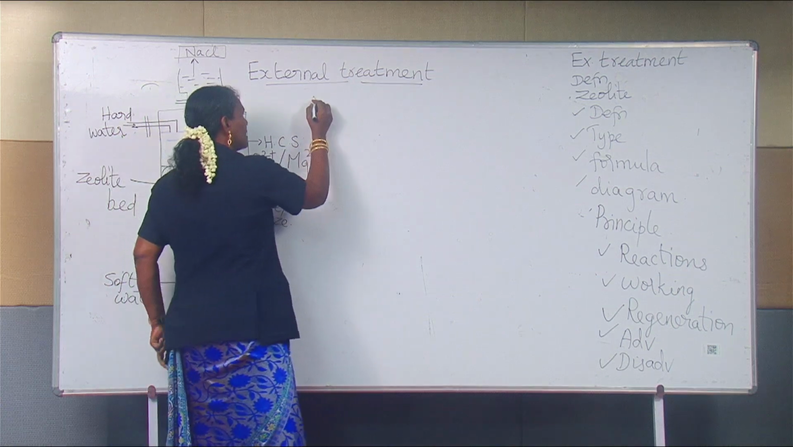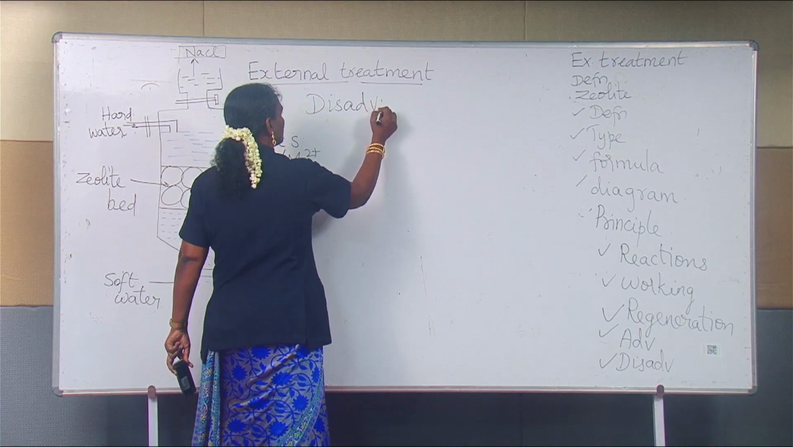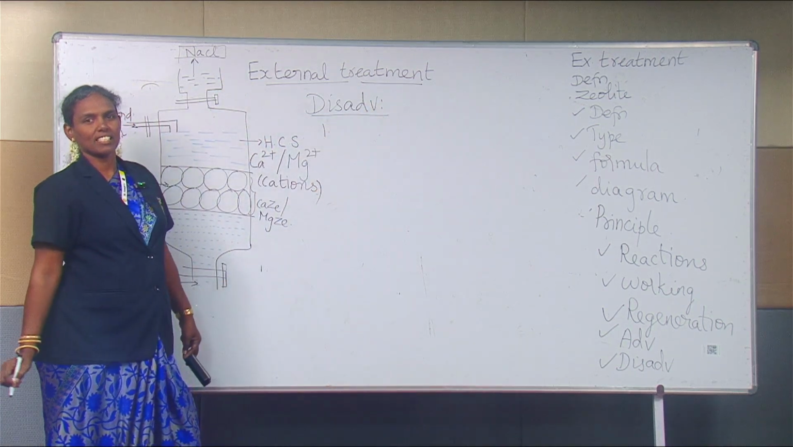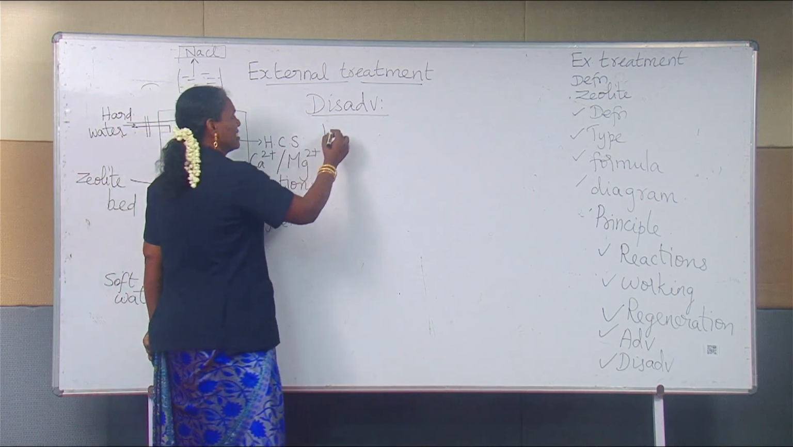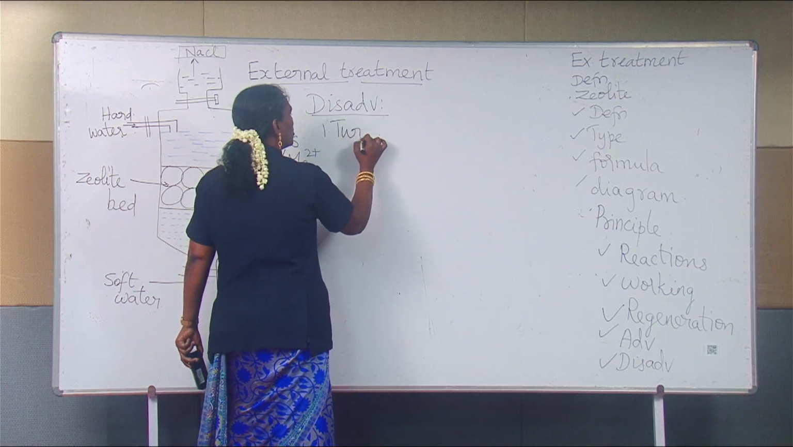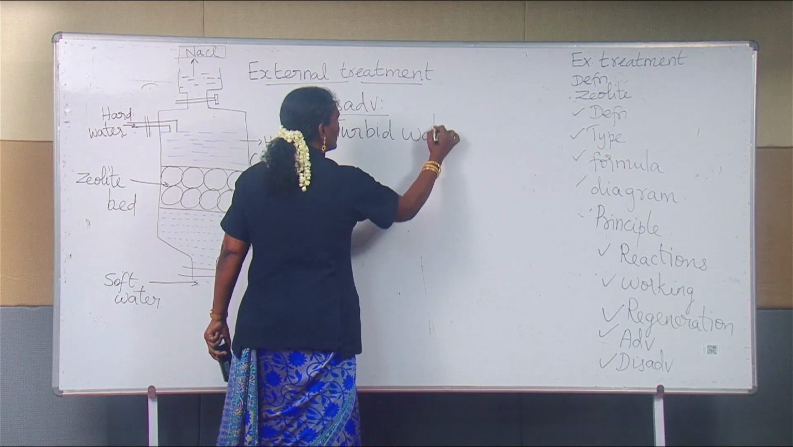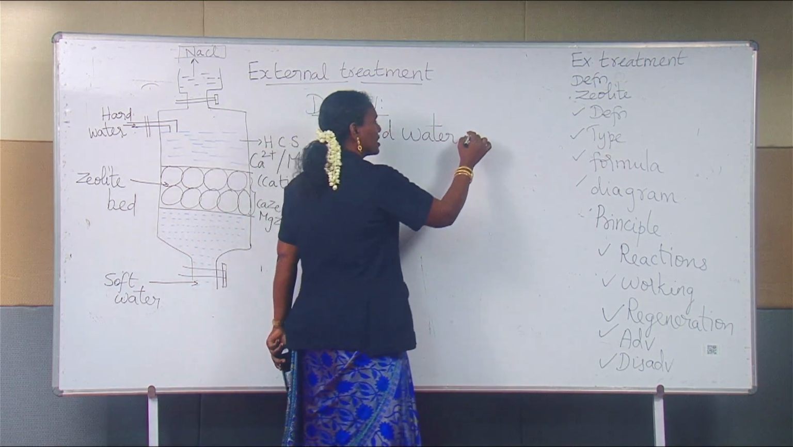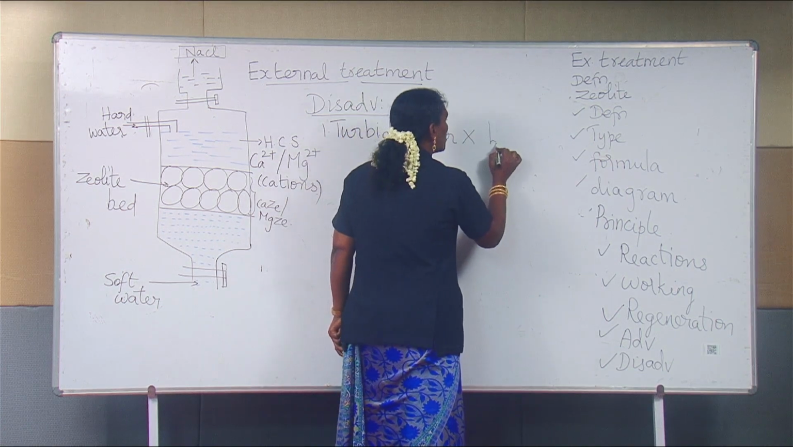Disadvantages. Here also we have 5 points. First one, what is the disadvantage? First of all, turbid water cannot be treated. We cannot use turbid water. The hard water we are taking should not be turbid. If you use turbid water, it cannot be treated because it blocks.